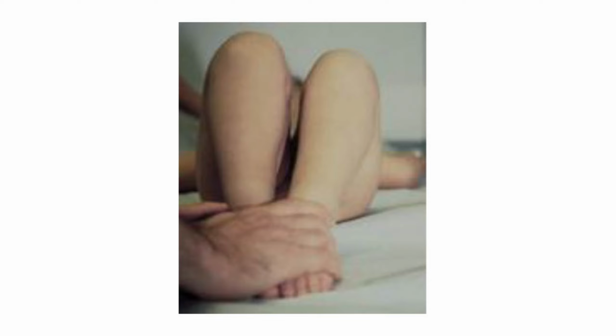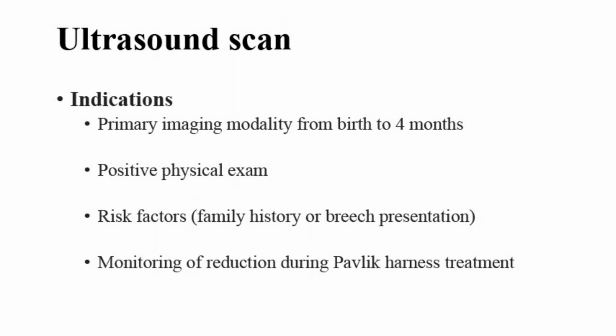So the second line of defense is ultrasound. The indication is primary imaging, because they are full of cartilage. The child's hip is full of cartilage. We can't see the femoral head. We can't see the acetabulum. So if anyone is doing X-rays before 4 to 6 months, it's absurd, completely absurd. We completely depend on the ultrasound scan. So the indication is primary imaging modality, nothing else.